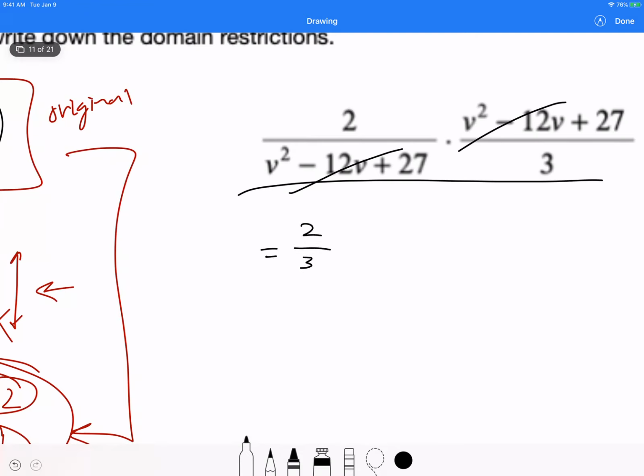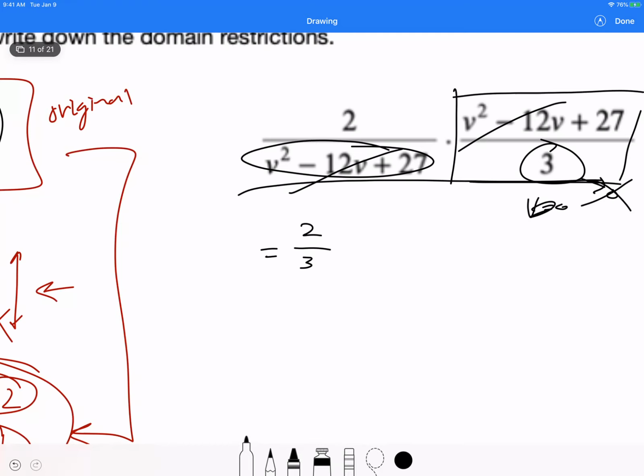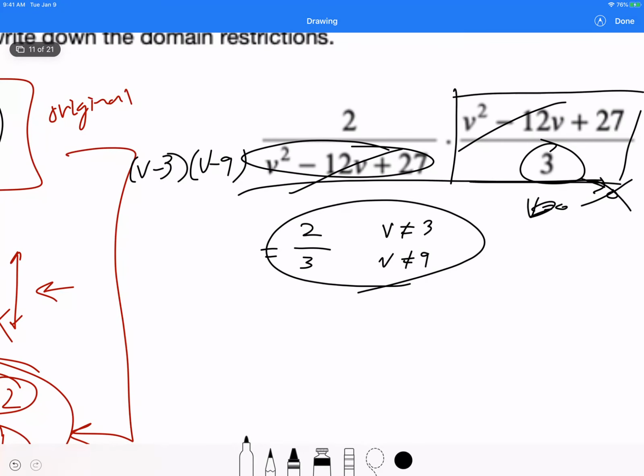But I need to state my domain restrictions, right? Well, for this part there are none, because your denominator is straight up 3. There's no v value that's going to give you a denominator of 0. That simply can't happen. What really matters is this one. So you still have to factor it, even though that's a pain. It's v minus 3 and v minus 9. So v cannot equal 3, v cannot equal 9. That's going to be my final answer.